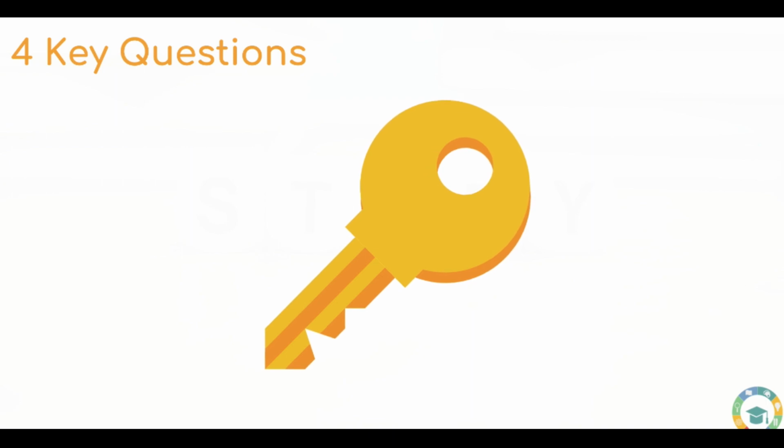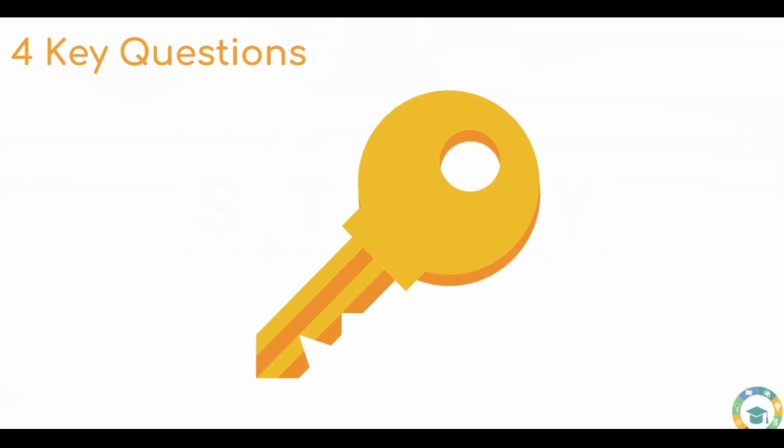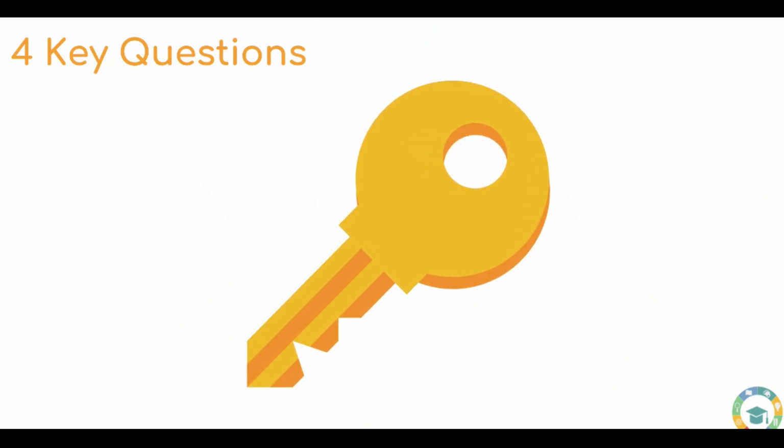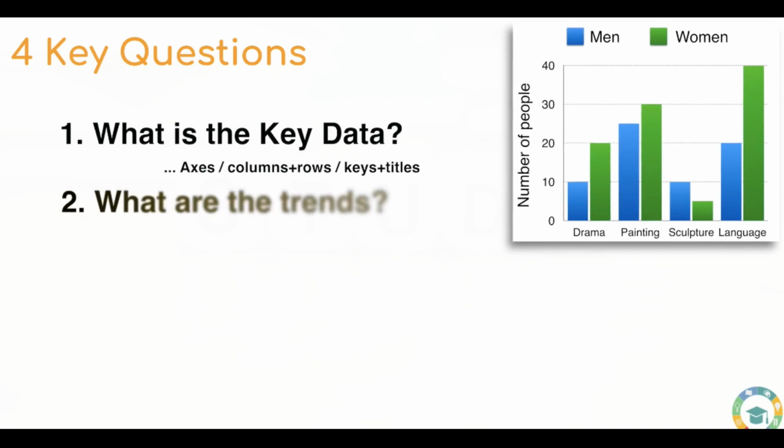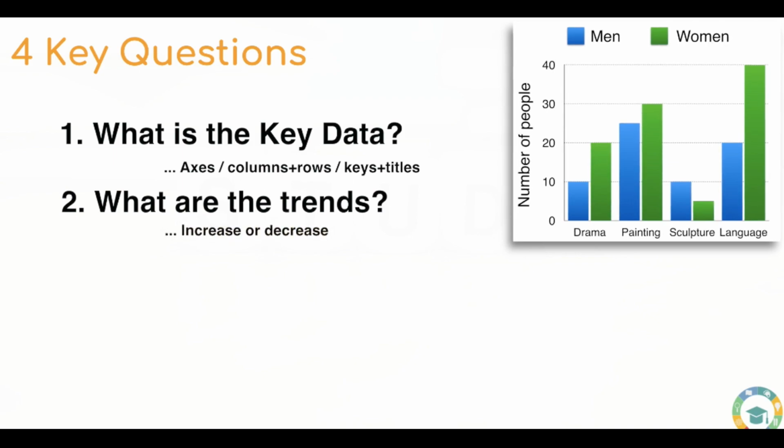For all graphs, charts and maps, you must ask yourself and answer these 4 key questions. First, what does the key data show? In graphs and charts, look to the axes. In tables, look to columns and rows, and on the maps, look for keys or any other information given. Then consider the key trends. Does the data increase or does it decrease?